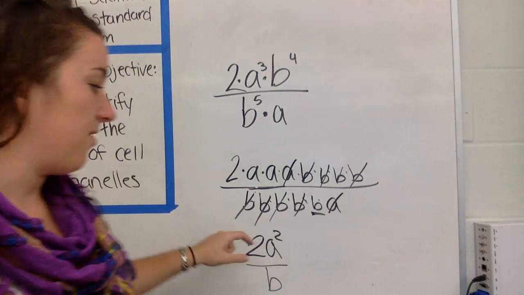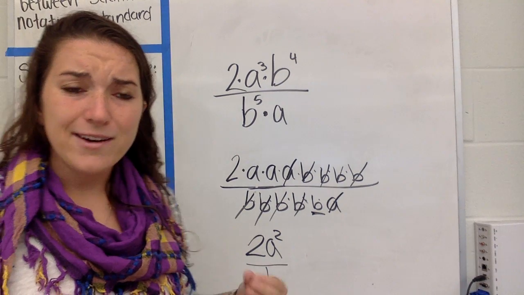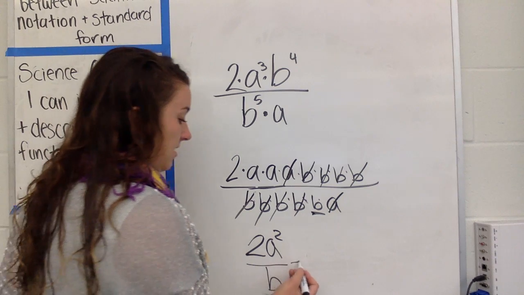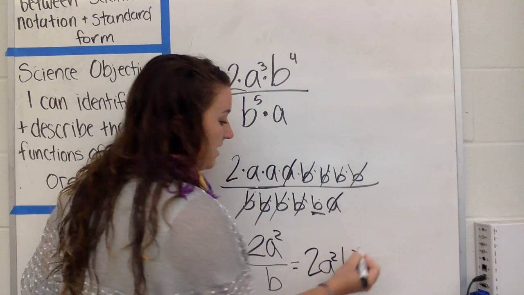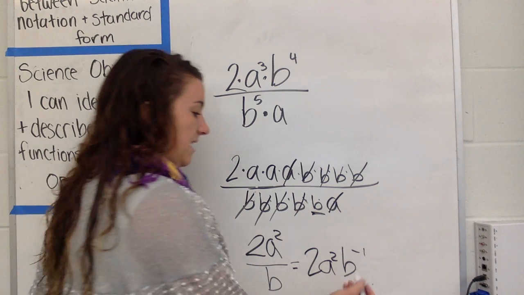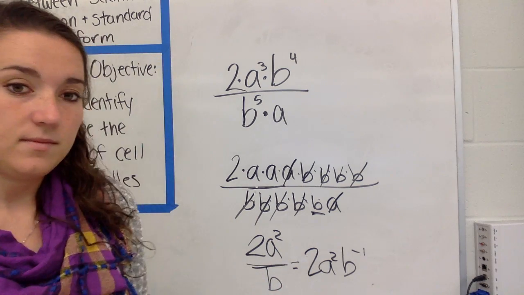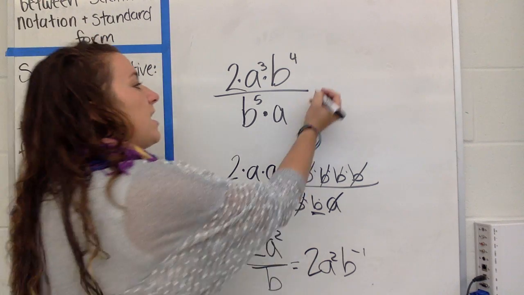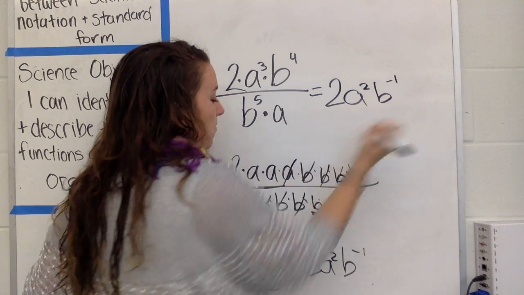Is there any other way that I could write this problem? I could also write this B as 2A squared B to the negative first power, because B to the negative first power is the same thing as 1 over B. All right, so we already know my answer. It's 2A squared B to the negative 1.